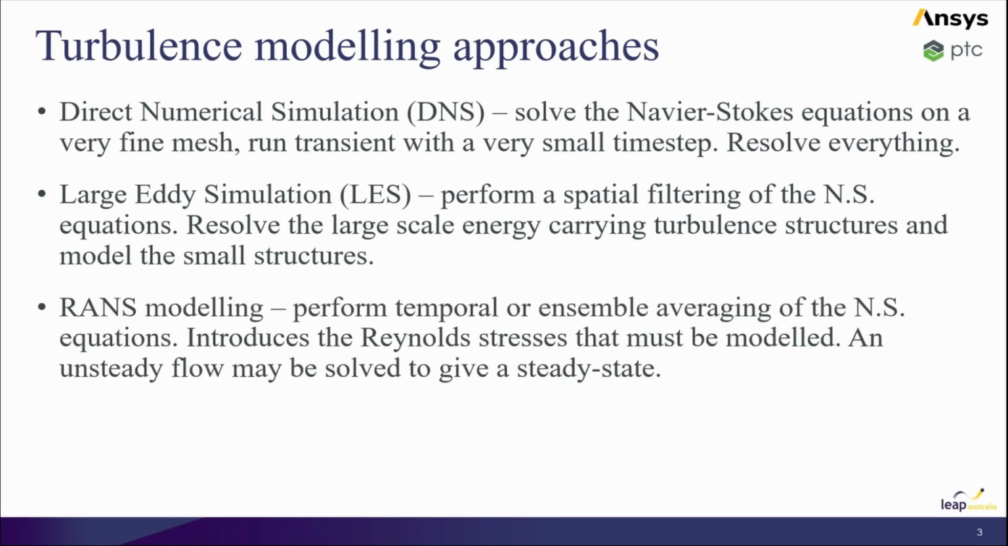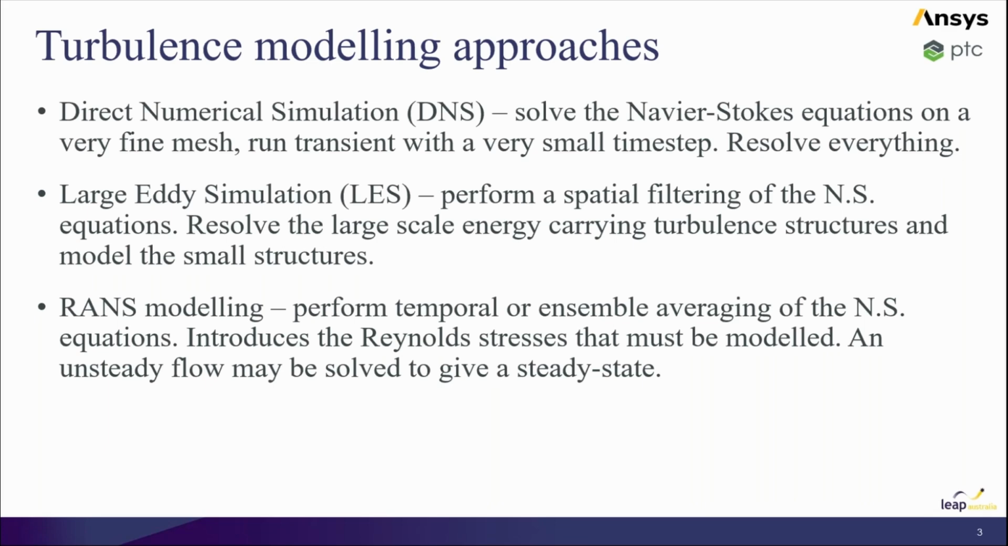RANS modeling is what 95% of people are still doing. And that's to take the Navier-Stokes equations, and we can average them in different ways. We can do a time average, or we can do an ensemble average. When we do that, we end up with some extra terms to be modeled in the equations called the Reynolds stresses. And most solutions that we get replace those Reynolds stresses with a couple of additional variables to close it, typically K and epsilon or K and omega.